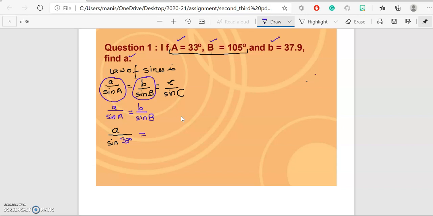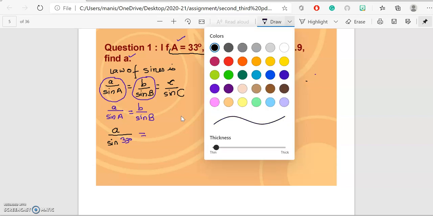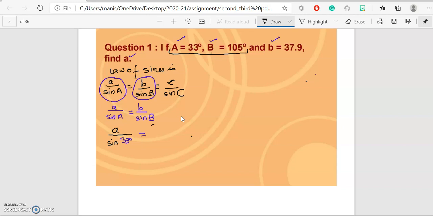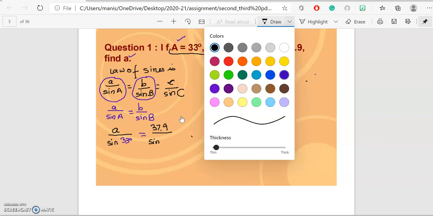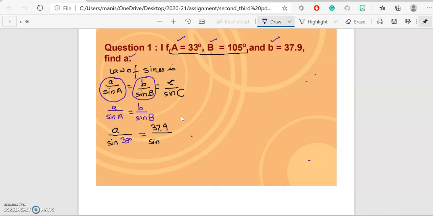Equal sign. What is the value of lowercase b? Lowercase b is 37.9 divided by sine of uppercase B. So uppercase B is what? 105 degrees. Now if you pay attention over here, I have specifically changed color many times to let you know that when you are inserting the values of A and B, make sure you have sine also over here. So don't forget sine over here.